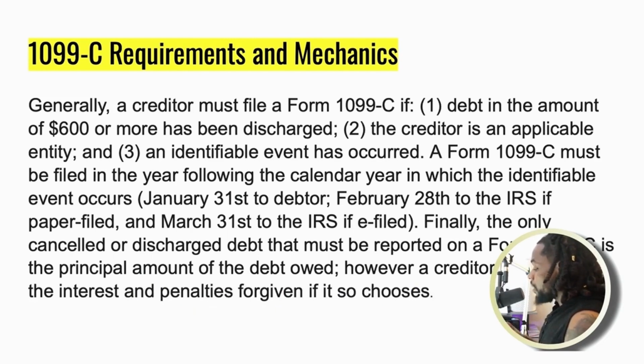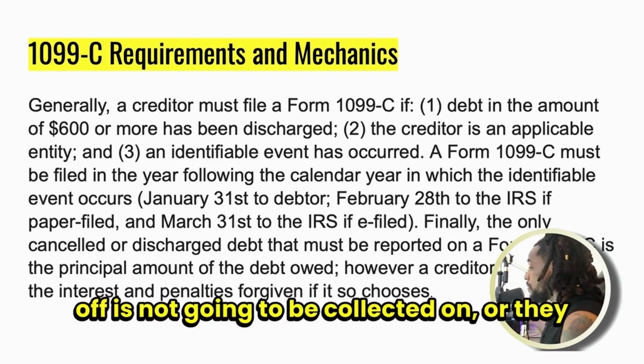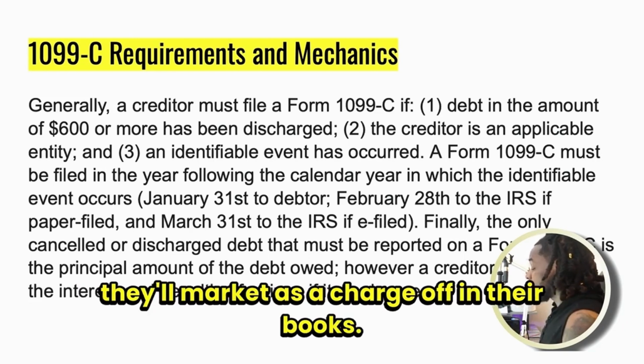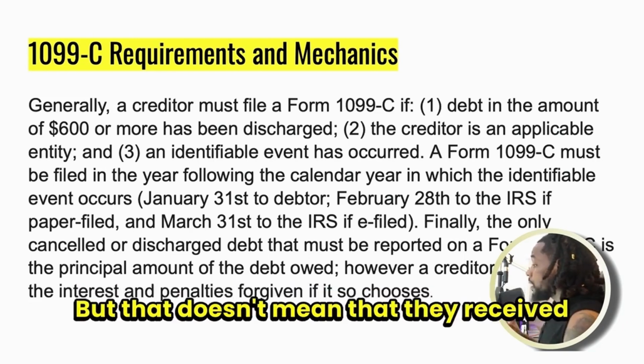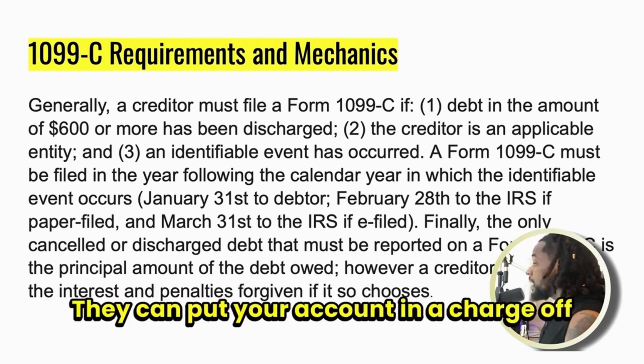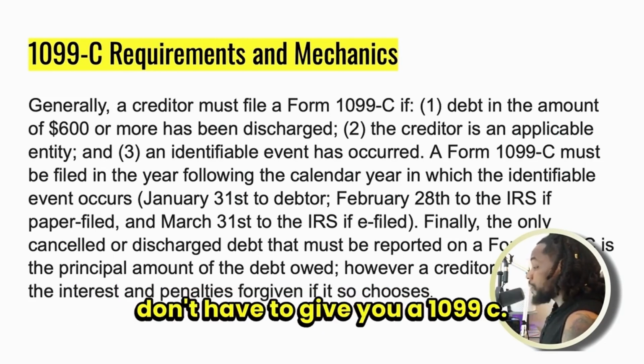A creditor can put on their books that your charge off is not going to be collected on, or they believe that it's no longer an asset to them, and they'll mark it as a charge off in their books. But that doesn't mean that they received a corresponding tax credit for it. They can put your account in a charge off status and never write it off, which means they don't have to give you a 1099-C.